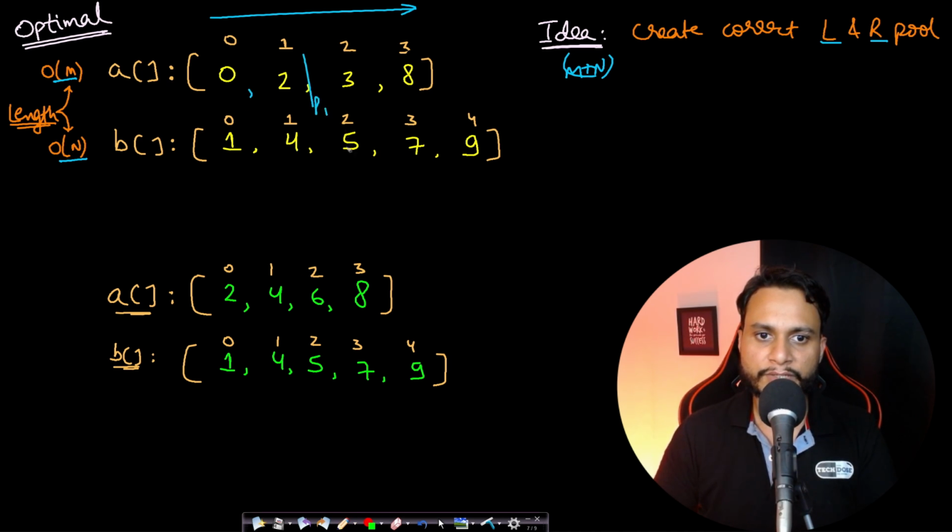So if I create a partition 1 here, your partition 2 will move at this point. Compare this 2 with 7, it's ascending order. 5 with 3, it's not in ascending order. So again move P1 to the right. And this will be your P2.